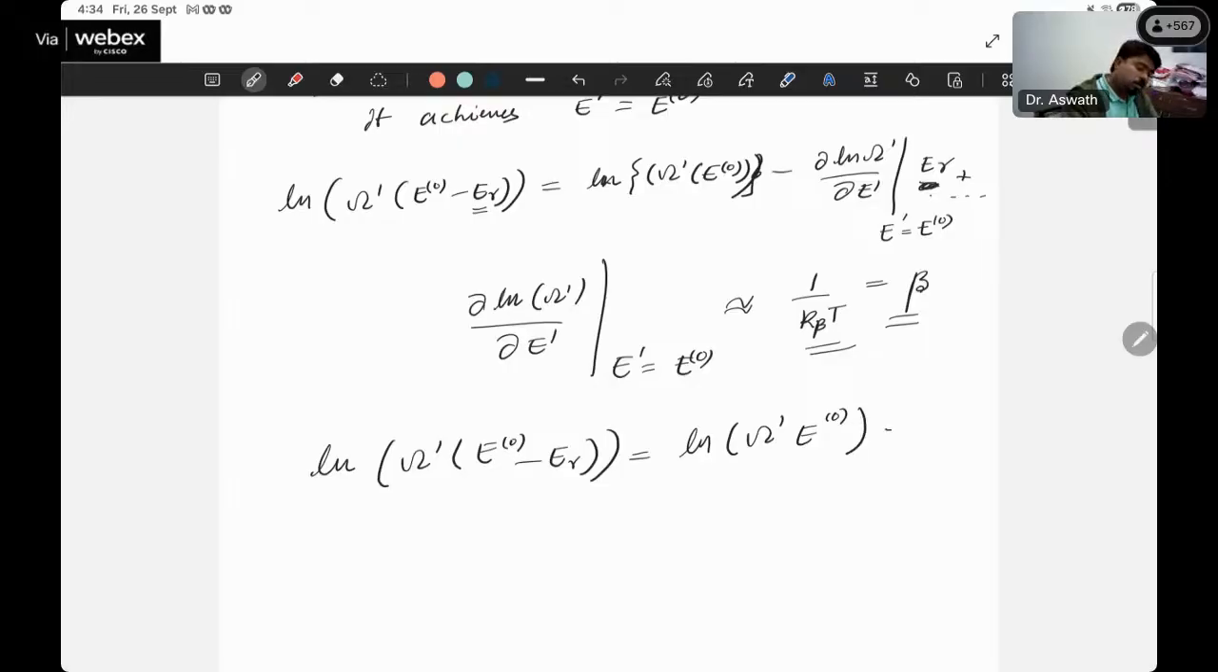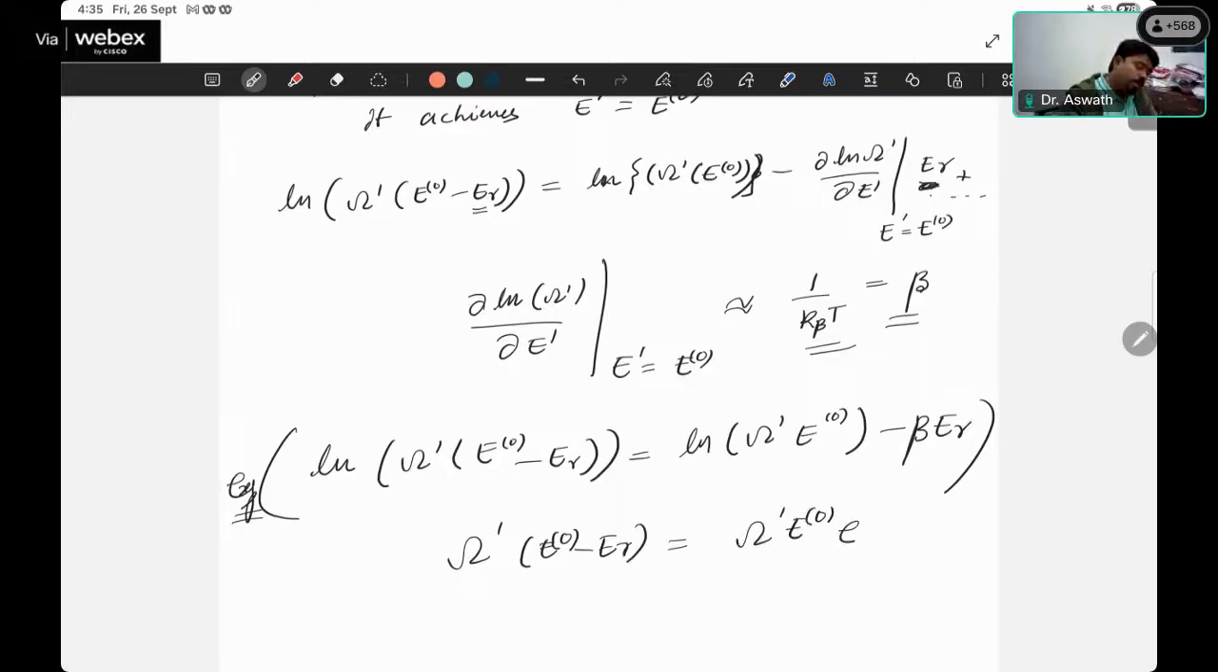E of 0, minus beta times E_r. Now I have logs on two terms, so you take an exponential of this entire equation. If I do that, I'll have omega prime of E of 0 minus E of r equal to omega prime of E of 0 times exponential of minus beta E_r.